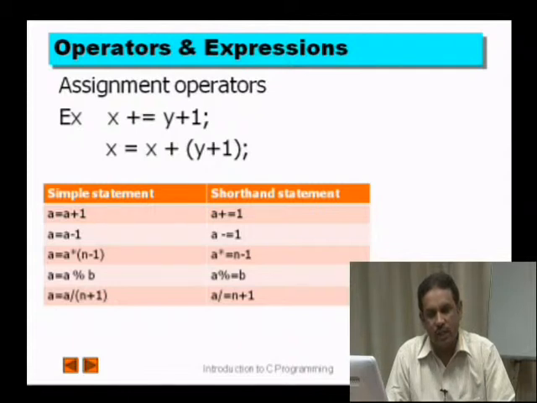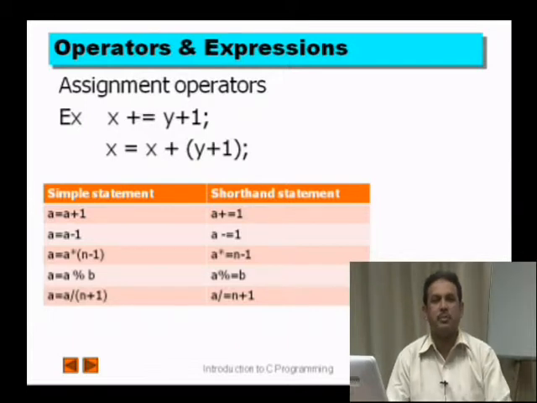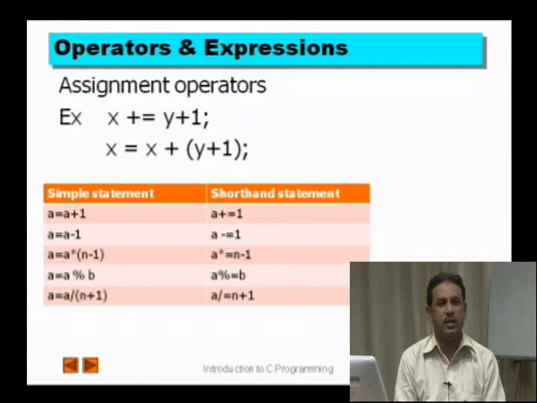a = a * (n - 1) can be written as a *= (n - 1). a = a % b can be written as a %= b. Then a = a / (n + 1) can be written as a /= (n + 1). Both these notations are valid, you can use either the simple statement or the shorthand statement. The shorthand statement will be very helpful in writing programs.